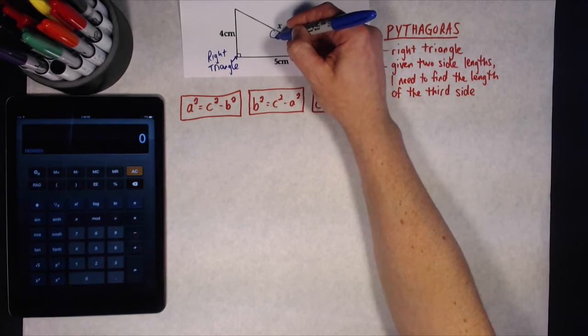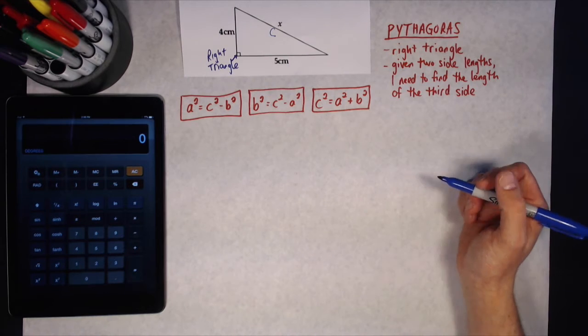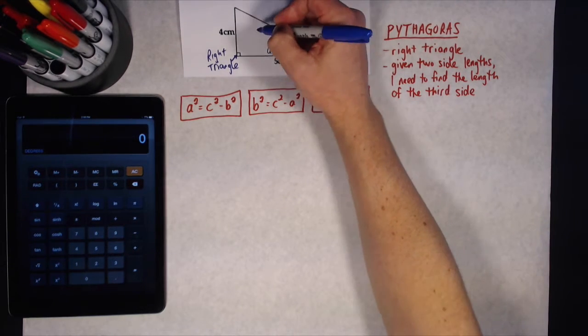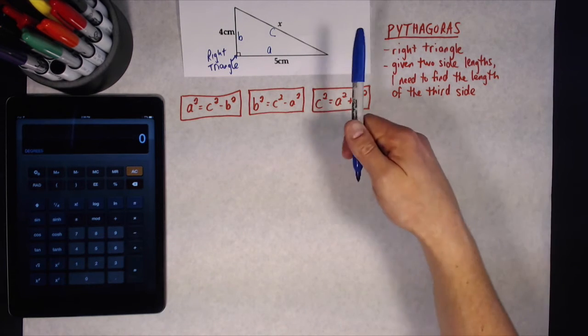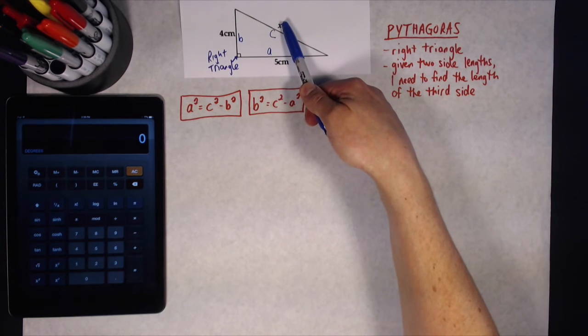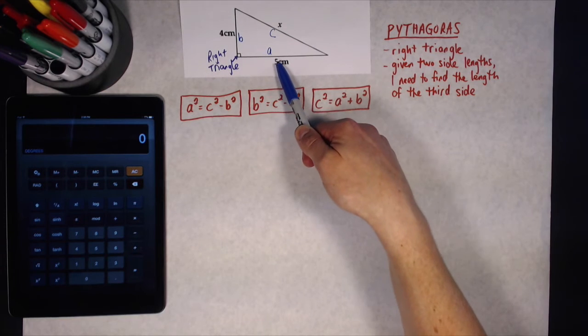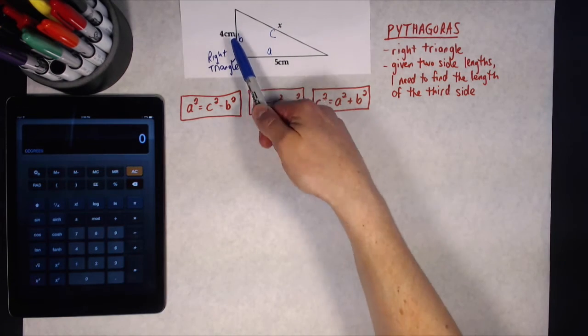So this side I'm going to call C. The other two sides get called A and B in any order. So I'm going to put A there and B there. So it's obvious to me now that the side I'm looking for is side C. That's the one with the X on it. I know side A, it's 5 centimeters, and I know side B, it's 4 centimeters.